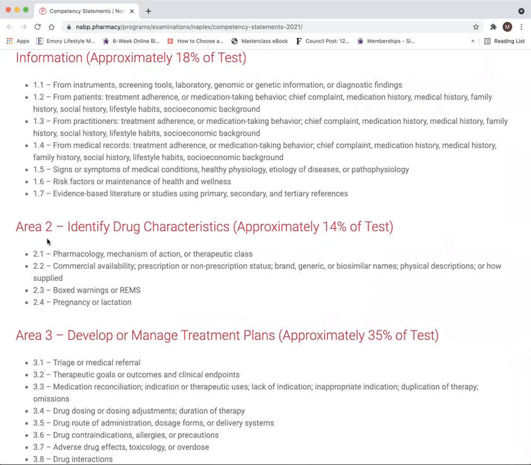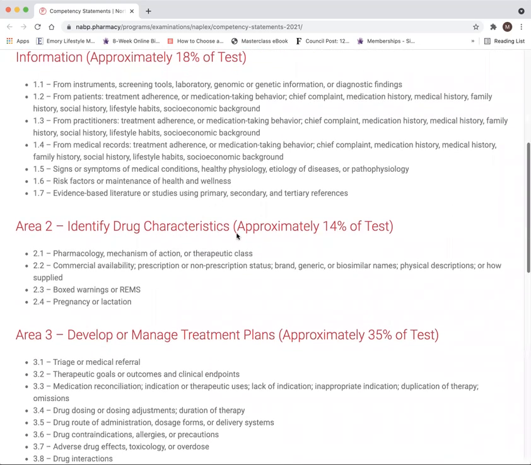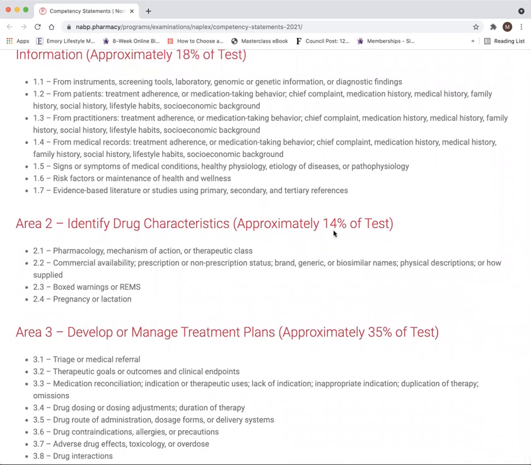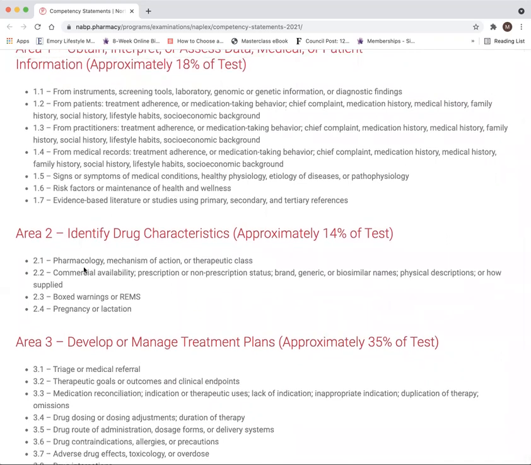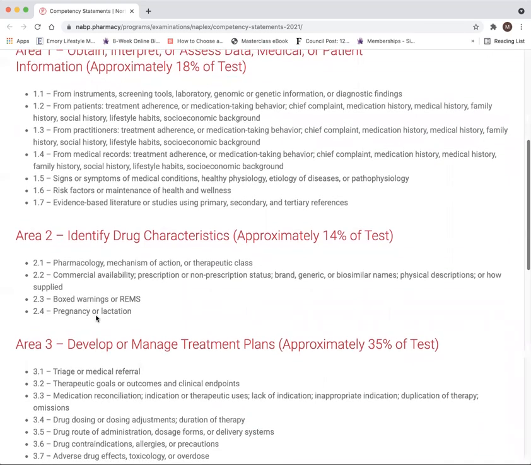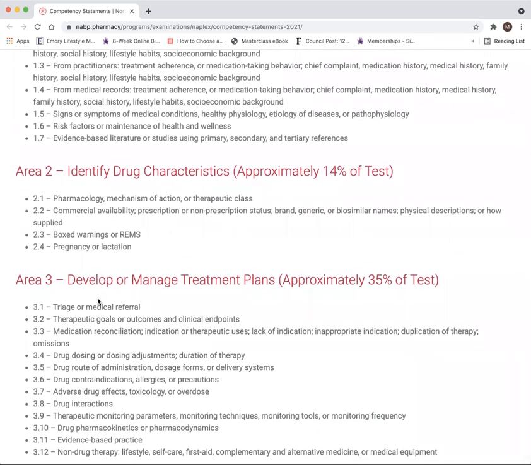We also have area 2, that is to identify the drug characteristics. That's 14% of the exam. And that is going to touch on the pharmacology. And then the other parts are going to be the black box warning, and also it's going to be on pregnancy and lactation.